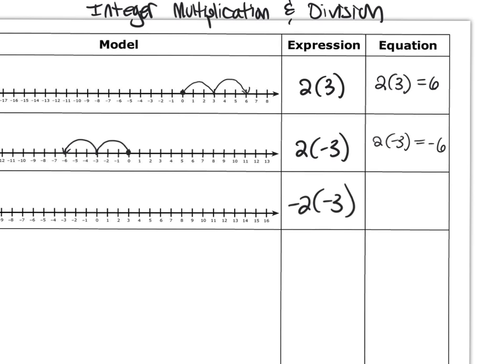Now this next one, it says -2 times -3, right? So essentially what it's saying is, what's the opposite of two groups of -3? What would the opposite of two groups of -3 be? Well, I know that two groups of -3 is -6, right? So the opposite of two groups of -3 should be +6.